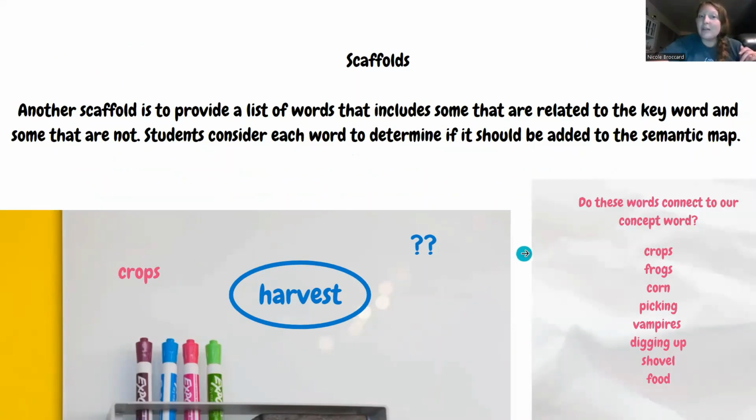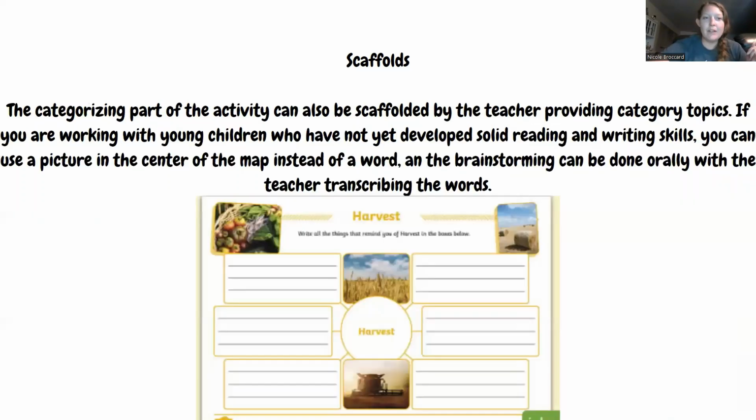Another scaffold is to provide a list of words that include some words that are related to the keyword and some words that are not related to the keyword, and have students consider and determine if it should be added to the semantic map or not. The categorizing part of an activity can also be scaffolded by the teacher providing category topics.